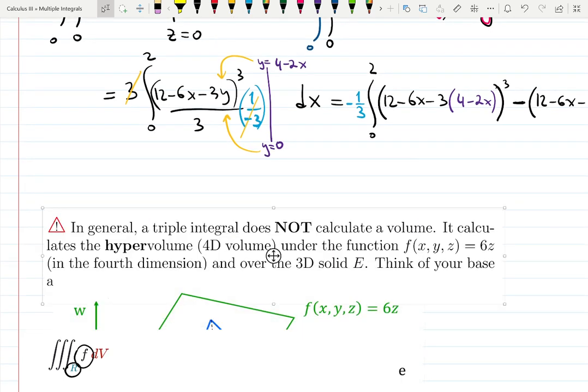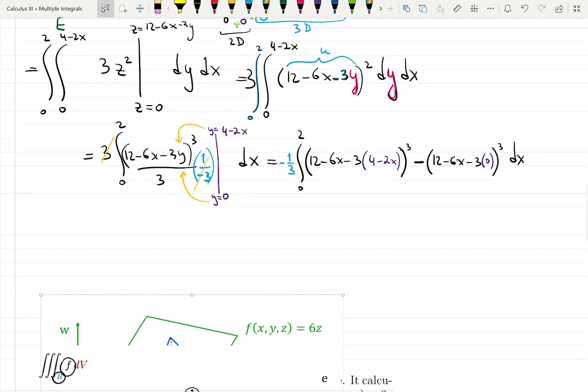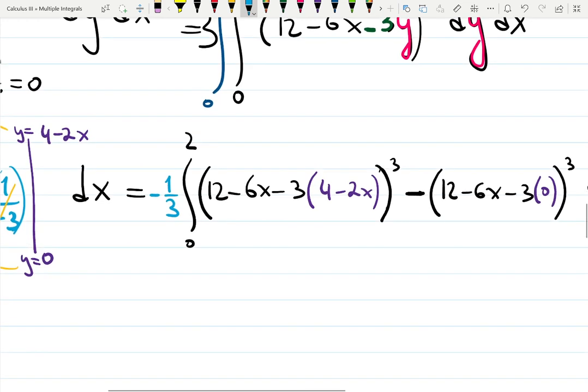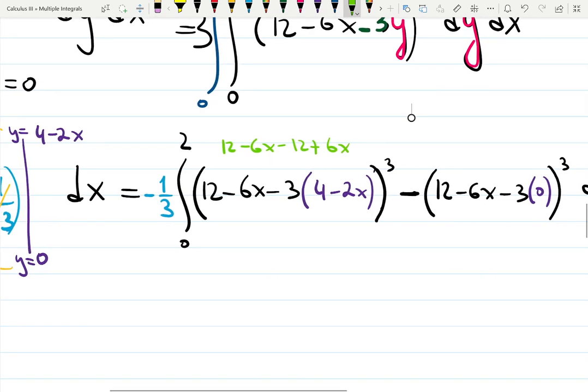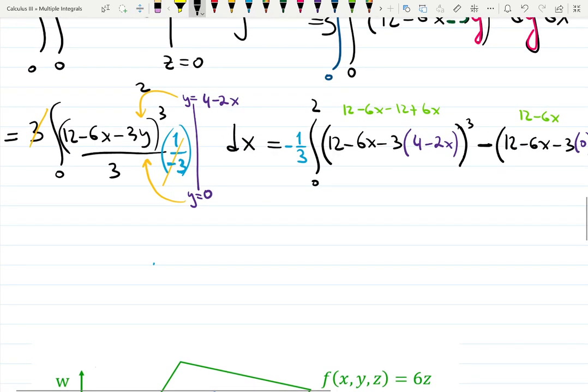Now let's do more. No space. Took more space than I expected. So let's simplify. You guys take a pencil, you don't have to wait for me. It's too much rewriting every time, so it makes sense to make it faster. 12 minus 6x minus 12 plus 6x if you distribute minus 3. And this one is just 12 minus 6x, each in the cube, so you should not just merge this together. Minus 1/3 is in front, 0 to 2. Open parenthesis, 12 minus 12, very lucky, cancels out.